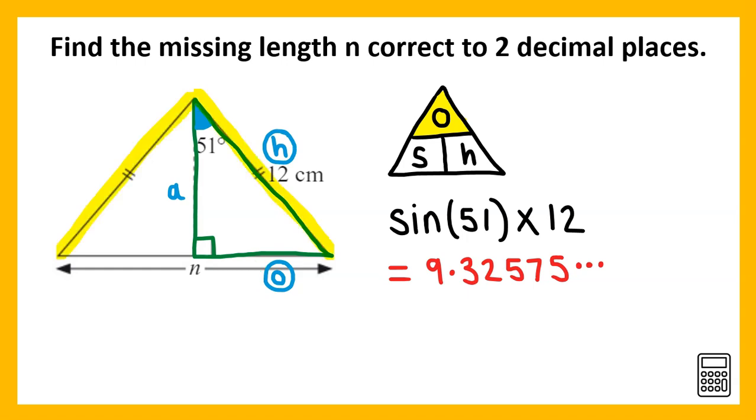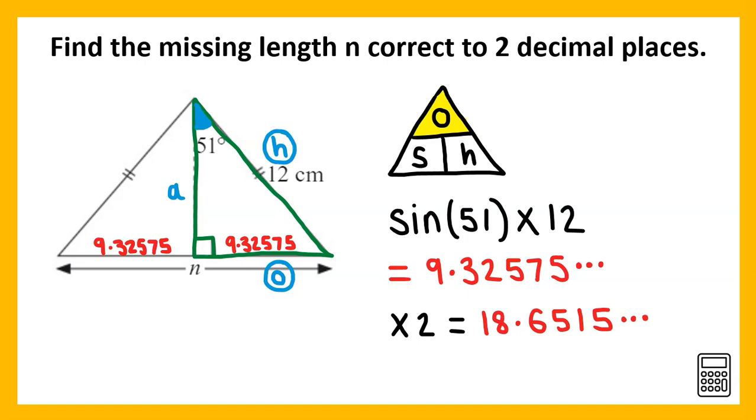9.32575. Since these two lengths are labelled as the same and they share a height, that means that these two lengths across the base must be the same. So if I know that one of them is 9.32575, the other one would also have to be the same. So multiplying my answer by 2 will give me both of them combined, 18.6515, and correct to 2 decimal places would be 18.65.